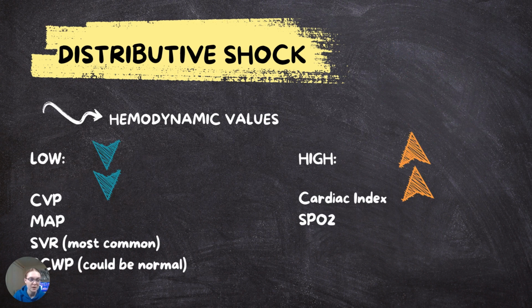Our low values are going to be our CVP, our MAP, our SVR, which is going to be most common. And we could have a low pulmonary capillary wedge pressure, but sometimes this is normal in distributive shock. And then our high values are going to be our cardiac index and our SpO2.